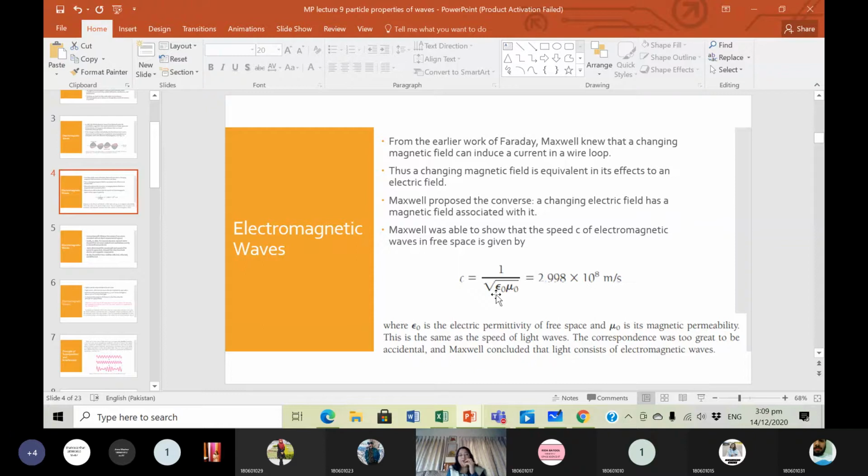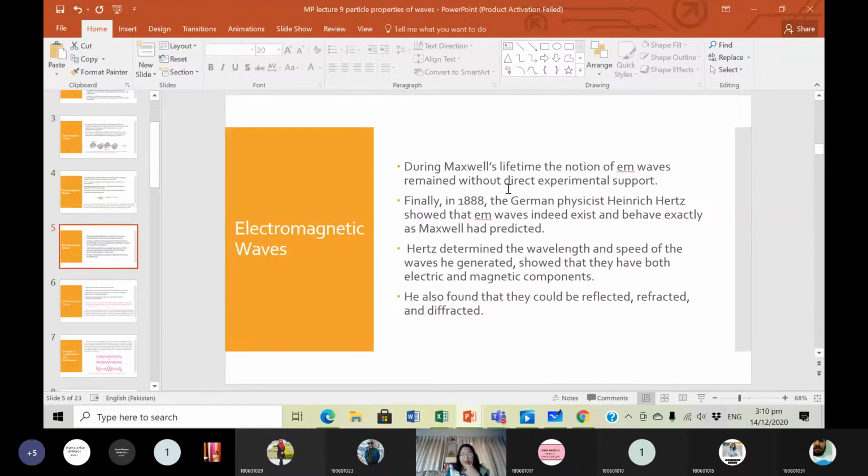If you plug the values of epsilon naught and mu naught into this equation, you will get the speed of light. Epsilon naught here is the electric permittivity of free space, and mu naught is the magnetic permeability. So the electric property of the wave comes in this constant, and the magnetic part of the wave comes into this constant. So these are some properties of electromagnetic waves.